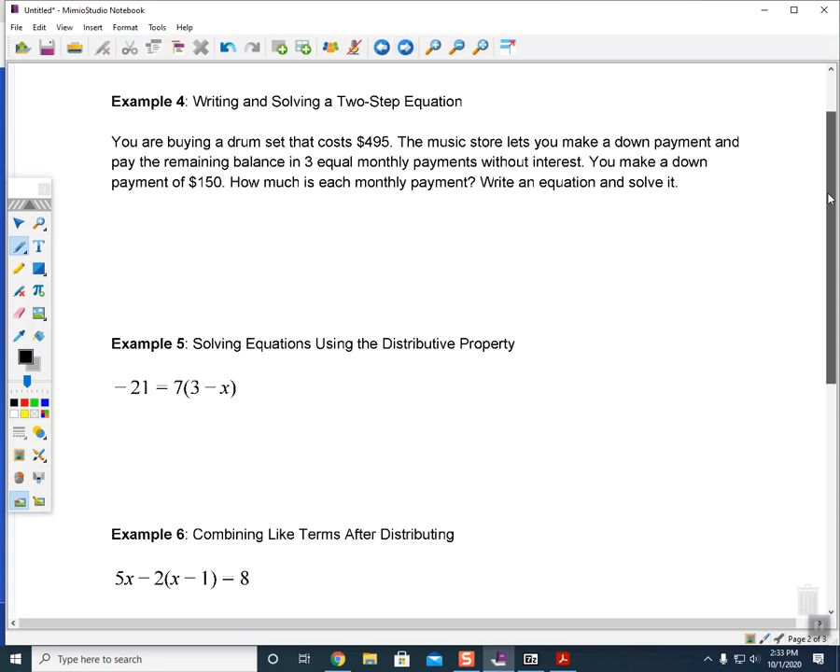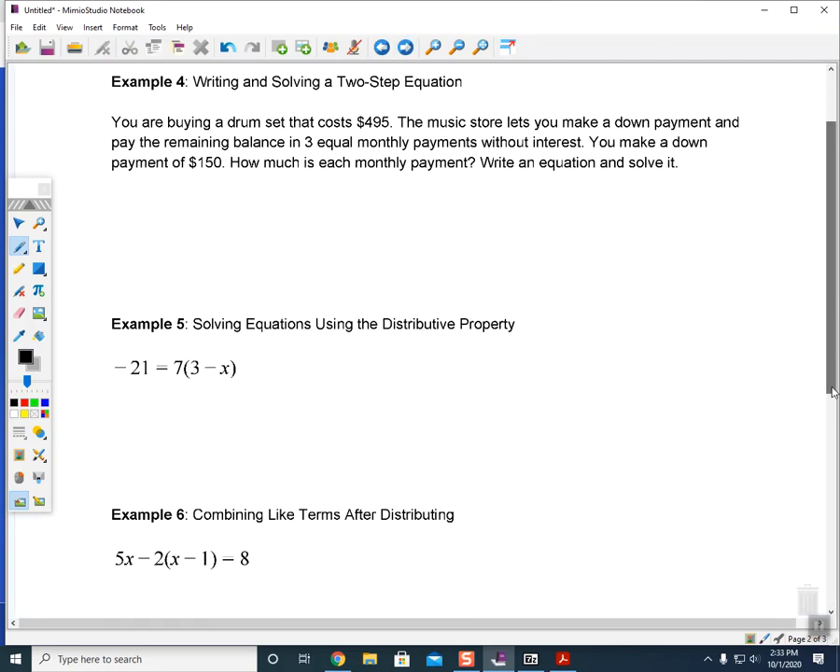Okay, I got a word problem up here for you. So you're buying a drum set that costs $495. The music store lets you make a down payment and pay the remaining balance in 3 equal monthly payments without interest. You make a down payment of $150. How much is each monthly payment? So I need to write an equation and then solve it.